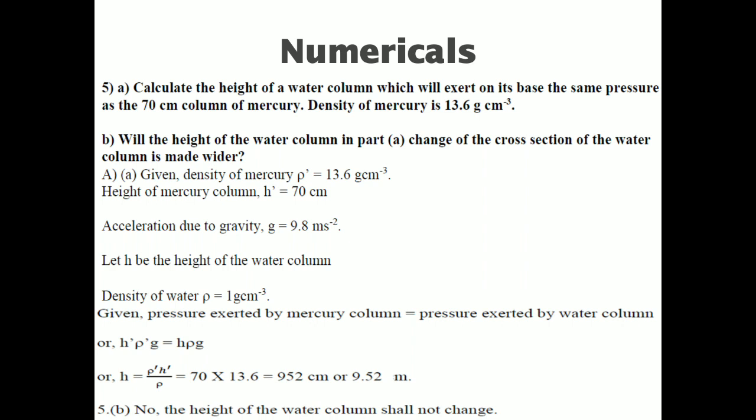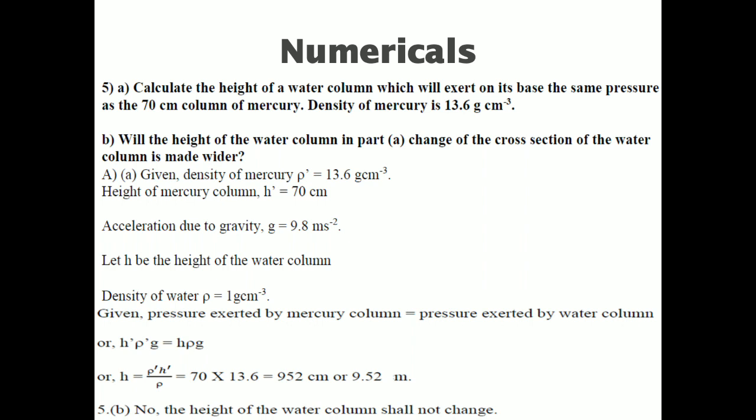Okay, same pressure. So the density of mercury, we will consider it as rho dash, that is 13.6 gram per centimeter cube. The height of the mercury column given, H dash, is equal to 70 centimeter. Acceleration due to gravity, G, is 9.8 meter per second square. We have to calculate H, the height of the water column. The density of water, rho, is 1 gram per centimeter cube. Now we know that the pressure exerted by the mercury column will be equal to the pressure exerted by the water column. Only we have to calculate the height of the water column.